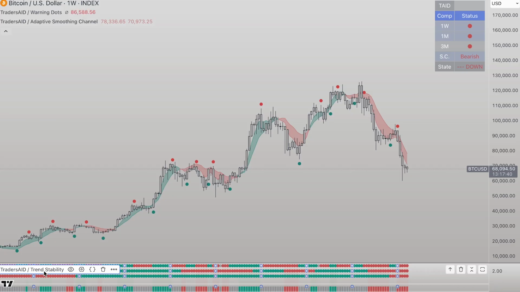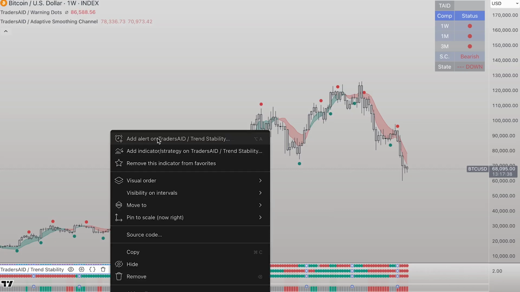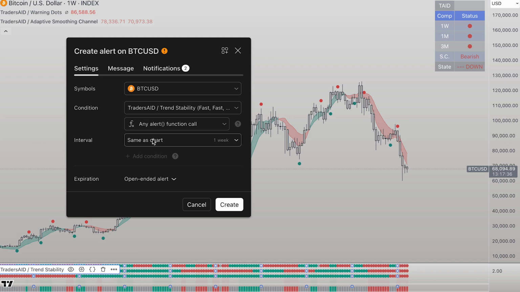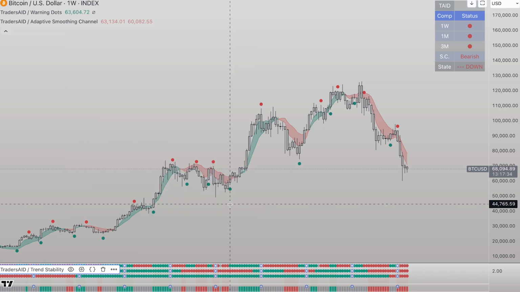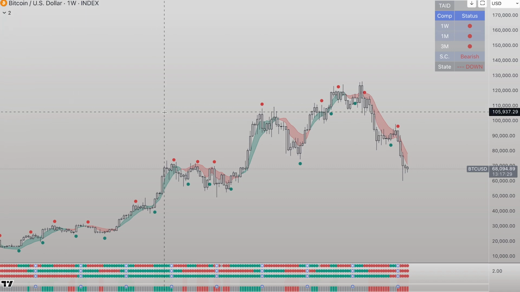For alerts, couldn't be more simple. Click the 3 dots, leave everything on the default setting and hit create. That's it. You'll be automatically updated whenever the market state changes. No conditions to set up, no configuration needed.